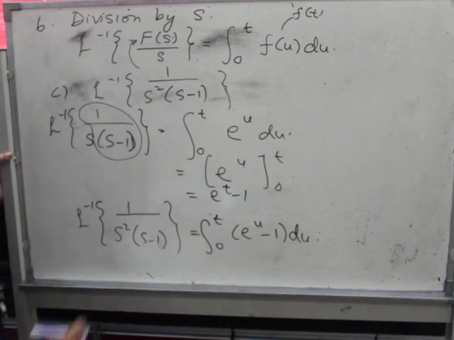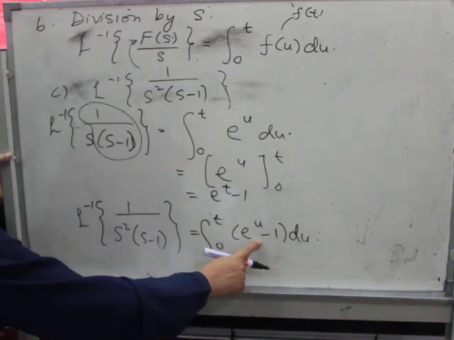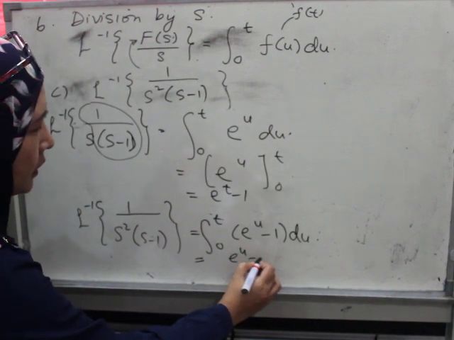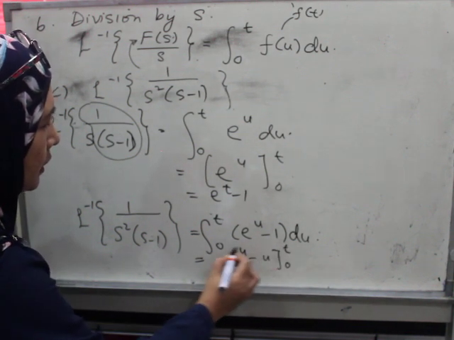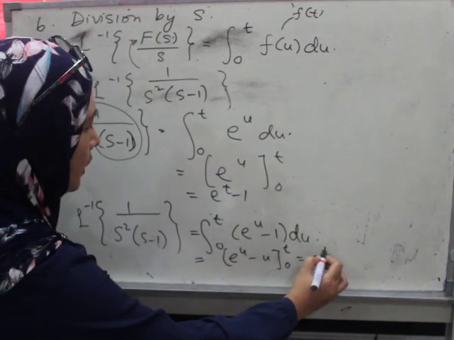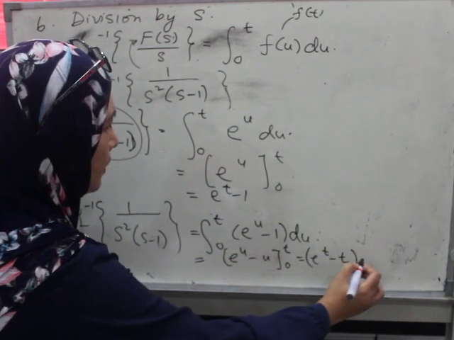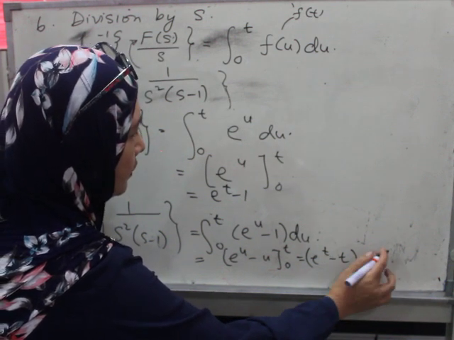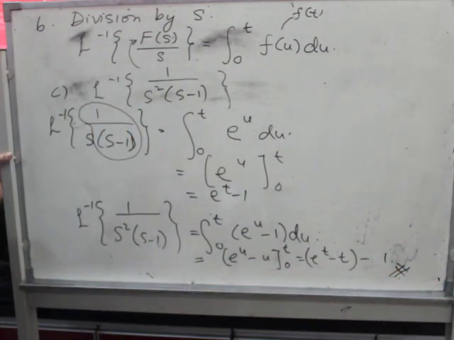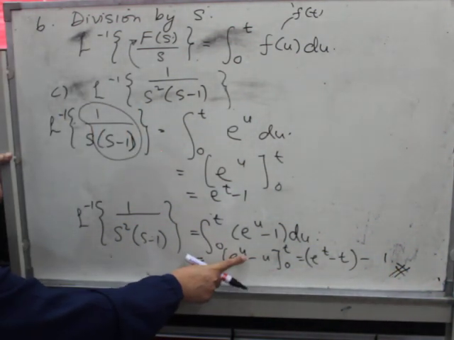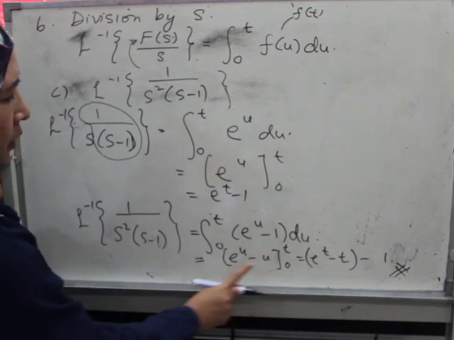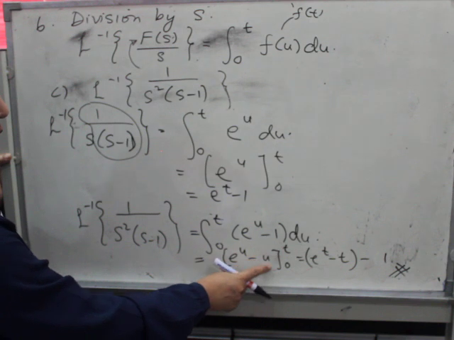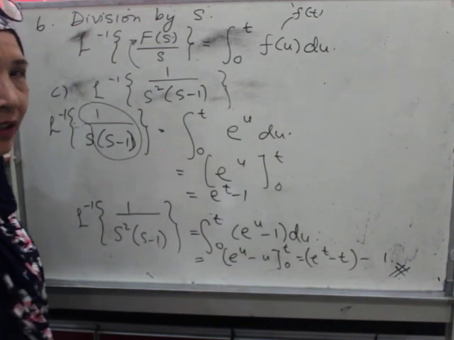So we put it here. Okay, so we integrate e to the u minus u, from 0 to t. So e to the t minus t minus 1. Right, so that's all. This is the answer. Put the limits in, and then we get e to the t minus 1 minus t.